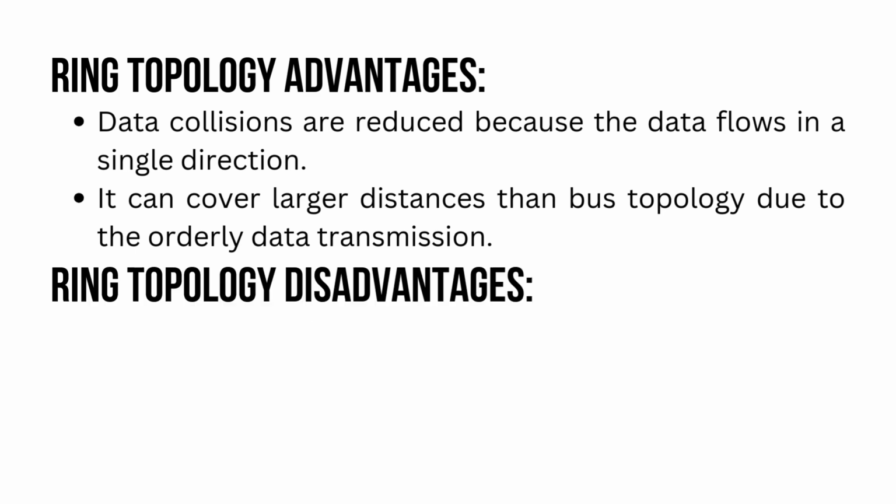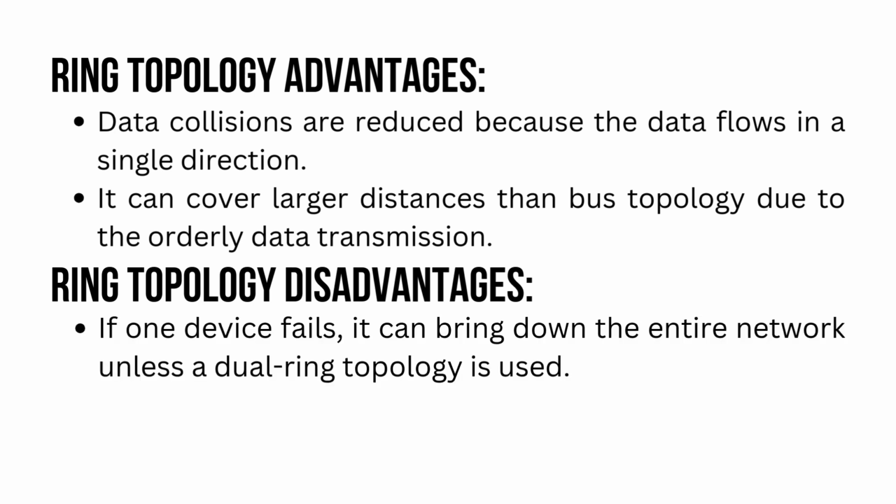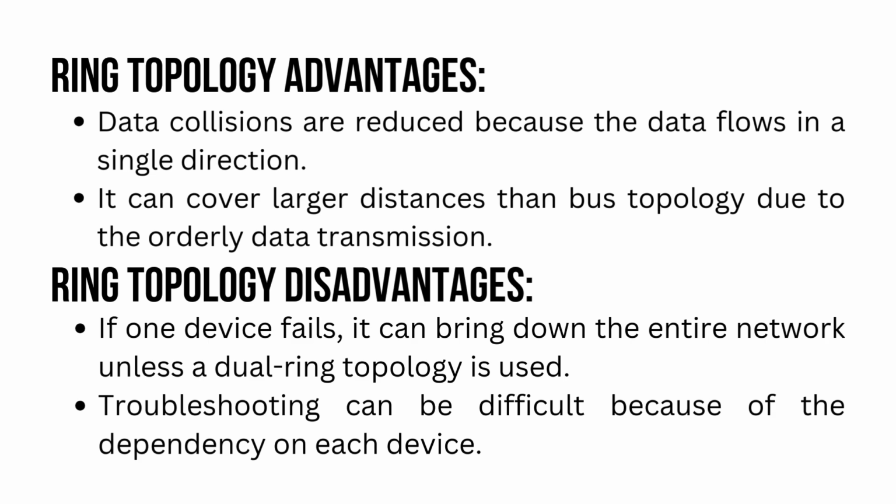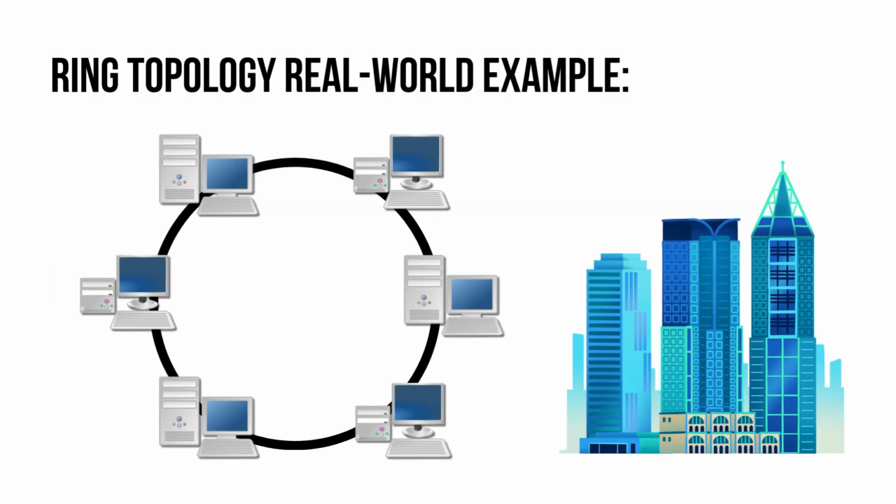Disadvantages of ring topologies are that if one device fails, it can bring down the entire network unless a dual ring topology is used. Troubleshooting can be difficult because of the dependency on each device. As a real-world example, ring topology is often used in metropolitan area networks and some wide area network setups, like in the case of Fiber Distributed Data Interface networks.